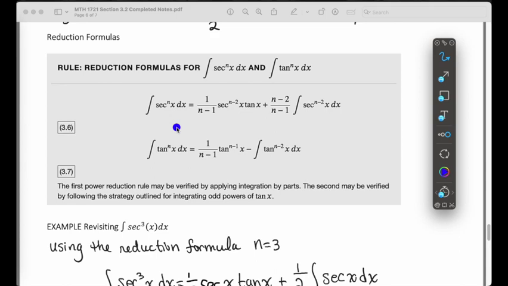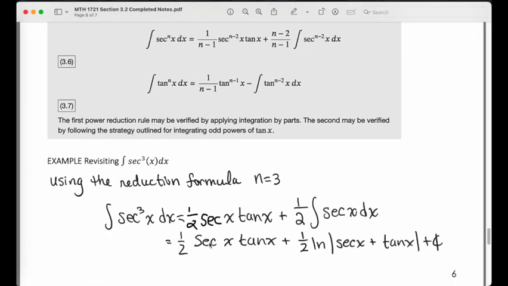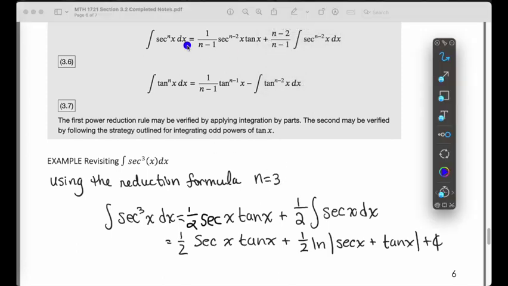So we're going to make some substitutions here. Notice this next example is the example we just did up above. But now we're going to use this integral, and we're going to apply the reduction formulas and see this integration done in a different way. So this is secant to the third. We're going to use this first formula right here, and n is going to be 3. Since n is 3, anywhere that we see an n, we're going to put in a 3, and then make all of our substitutions.